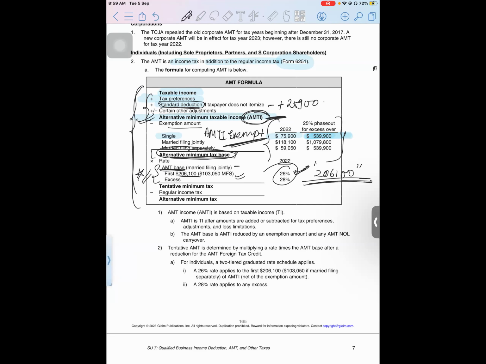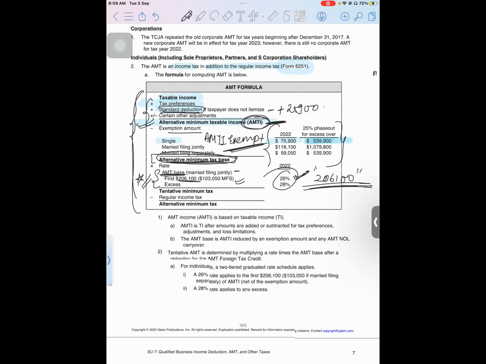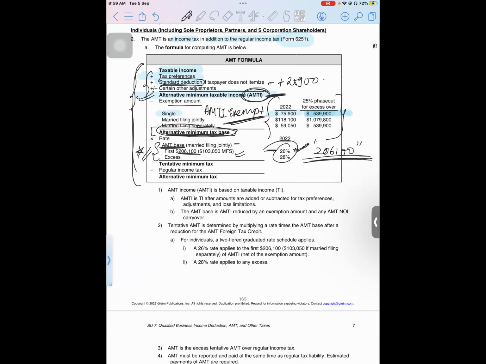This might change next year, but don't worry. As I mentioned, we are going to provide all the amended sessions again. Those are going to appear in the next window. Okay, so $206,100, on that it's 26%. In excess of this, it is 28%.